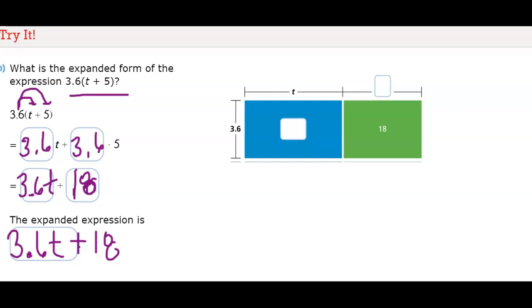Now let's look at the model. At the right, we have 3 6/10 and then t, and that gave us 3 6/10 times t, and then we have 3 6/10 times this number here, which would be the 5 from the expression. So that's up here, and when we multiplied the 3 6/10 times 5, we got 18. And that's it.